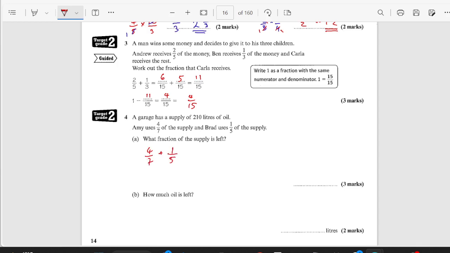And to do that, we're going to have to put them over the same denominator, which the lowest common multiple of 7 and 5 is going to be 35. So I'm multiplying the first fraction by 5, so that's going to become 20. And I'm timesing the second fraction by 7, so that's going to become 7. And then when I add those two together, I'm going to get 27 over 35. So that's the fraction of the supply that's been used. So the fraction that is left is going to be 1 minus 27 over 35. And again, 1 is going to be the same as 35 over 35. So that's going to be 8 over 35.